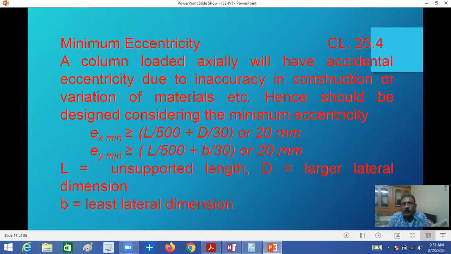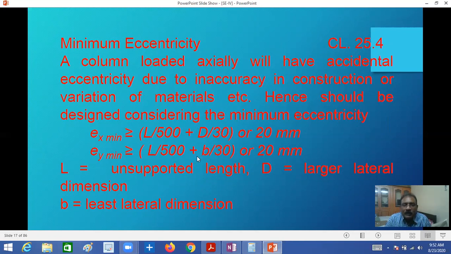Say a column loaded axially will have accidental eccentricity due to inaccuracy in construction or variation of materials. Hence, it should be designed considering minimum eccentricity. Ex minimum should be greater than or equal to L by 500 plus D by 30, or 20 mm, where L is your unsupported length and D is the larger lateral dimension, B is the least lateral dimension.